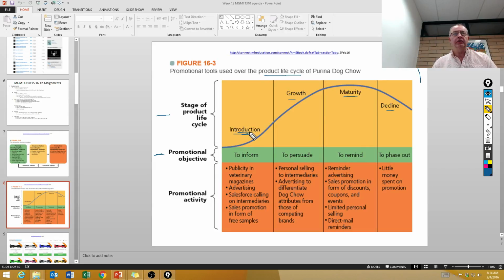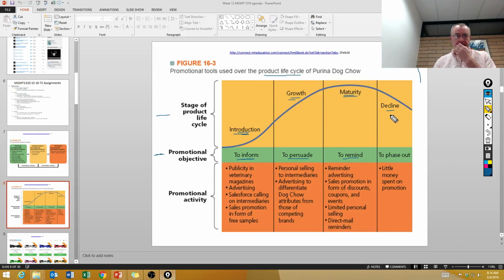During the introductory stage, they're trying to inform the market about this new product they have. During the growth period, more and more competitors come into the market, so the marketer wants to persuade the market to buy their particular product rather than a competitor's product. And then in the mature stage of the product life cycle, everybody knows what the product is, and you're just trying to get your name out there to remind people that, oh yeah, your product is still in the market, so come and buy ours.